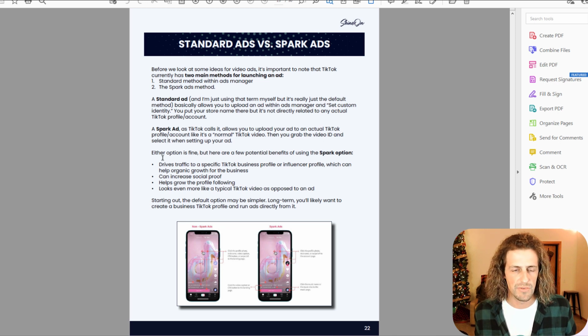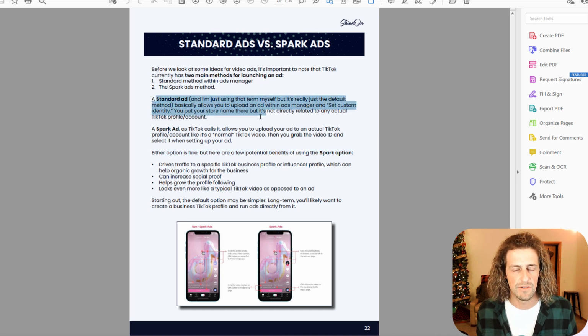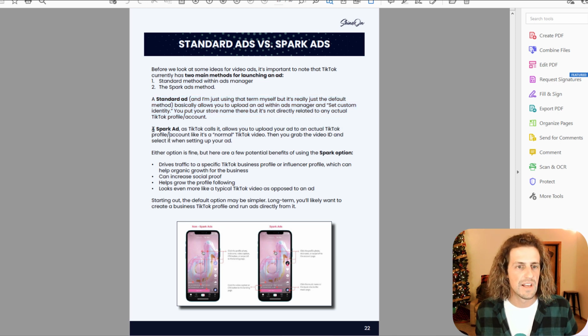And I outlined a couple things here. So either option works fine. We've had plenty of success just doing it the standard way, and that's how I would suggest doing it. Just create it within the Ads Manager itself. If you're going to do the Spark ads, that can have additional benefits. So it can drive traffic to a specific TikTok profile and sort of build up your business profile if you wanted to do that, help organic growth.